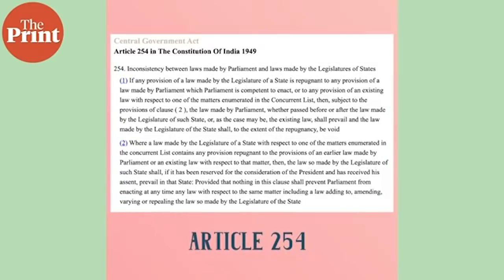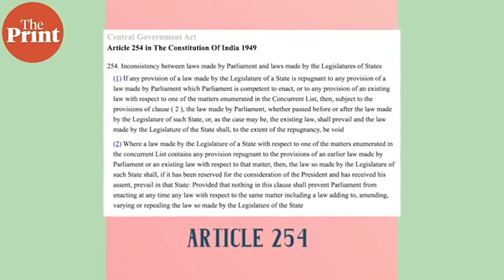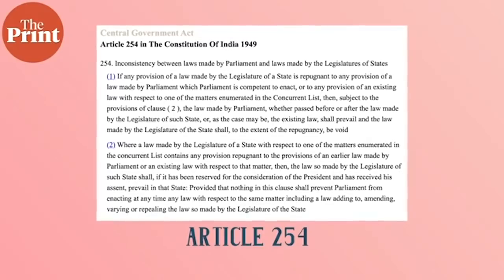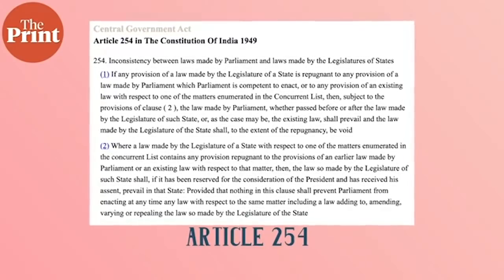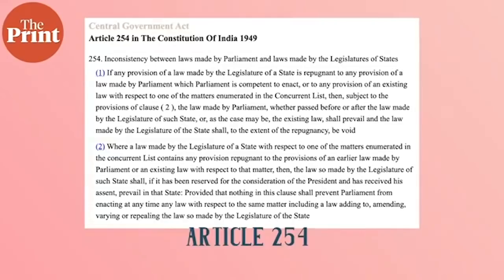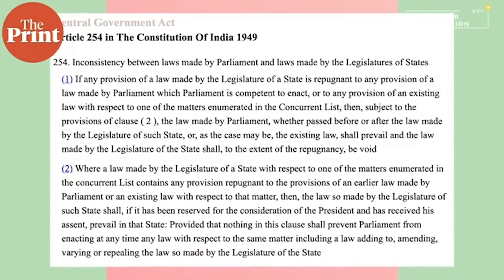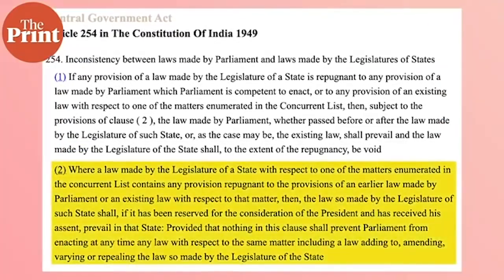But Article 254 says that in a situation in which there's an inconsistency between the laws made by the parliament and the states, say on a concurrent list subject, then the central law will prevail. But subclause 2 of Article 254 at the same time provides an exception to this rule. It says that if there's a central law and a state law on the same concurrent list subject, because both of them have the power to make laws on the subject, and they have conflicting provisions, then there is one way in which the state law could also prevail in the state instead of the central law.